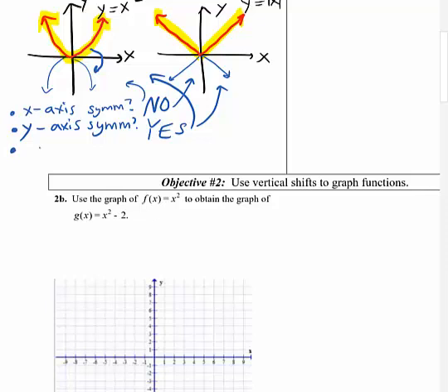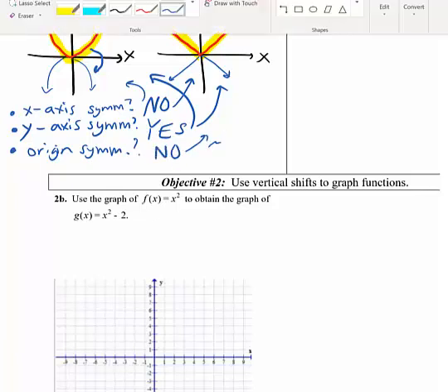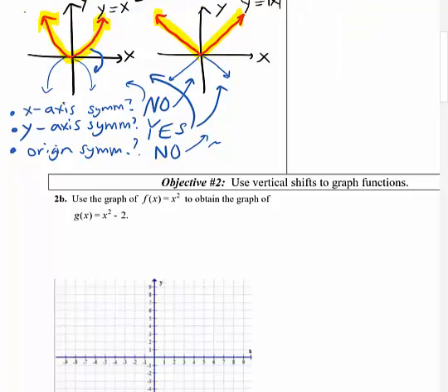And then the last one, origin symmetry. That one would be a no for both, because if you were to rotate the left graph, for example, 180 degrees, it would not look like the one we just drew. You'd have to be able to rotate it 180 degrees and it would look like the same graph you started with, which it doesn't. Now it's upside down. Same thing with the absolute value graph. It's an upward V, but if I were to rotate it 180 degrees, it would become a downward V, and that doesn't look the same as it did.